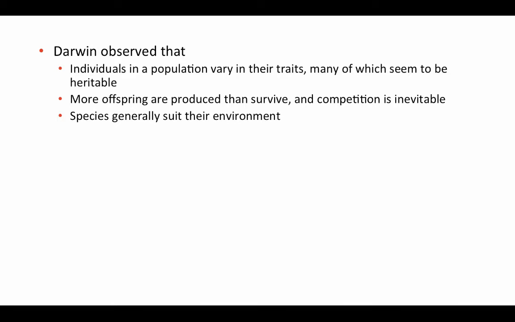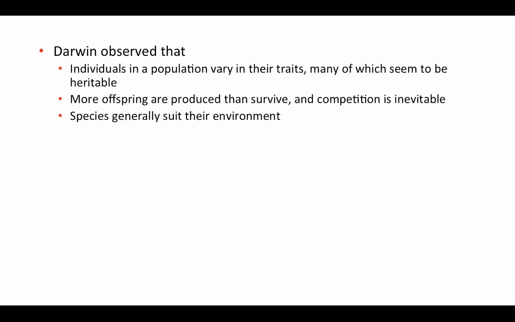So let's think back to that very first chapter that you read in B Core 11, where you got sort of the general overview of evolution by natural selection. And in that chapter, you saw that Darwin made a series of observations. So he observed that individuals in a population vary in their traits, and many of those traits seem to be heritable, so they're passed on from parent to offspring.